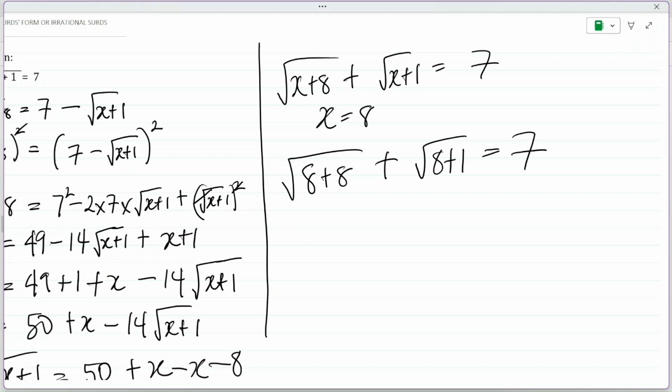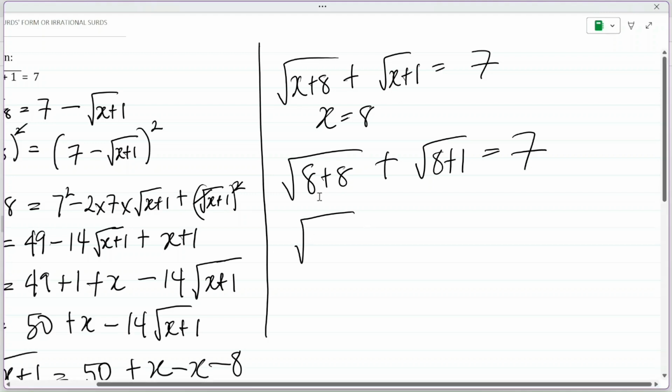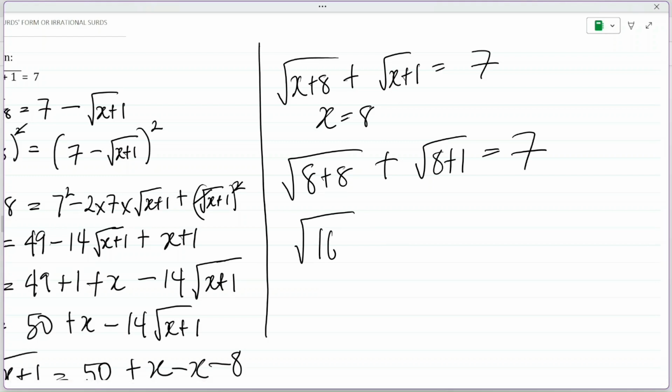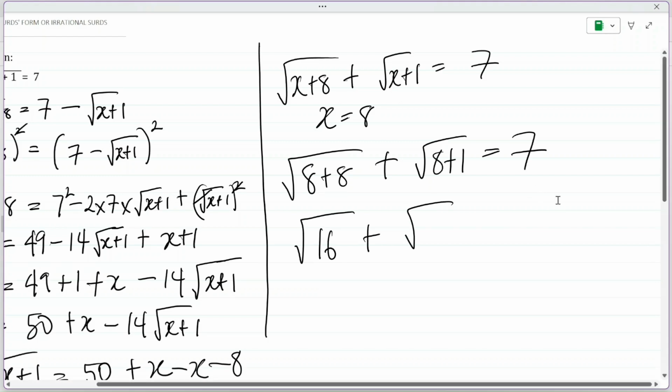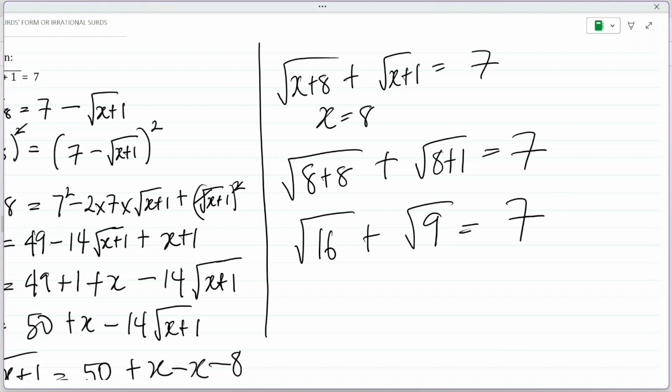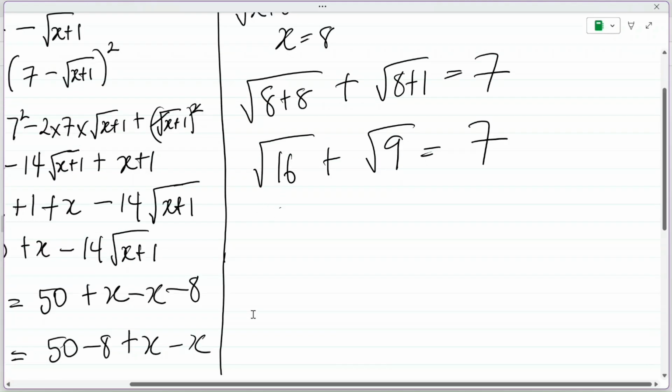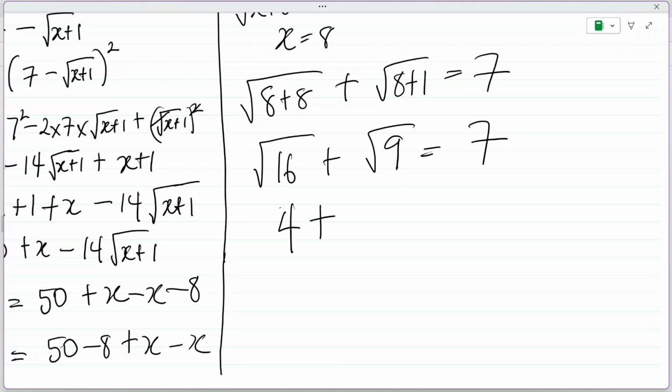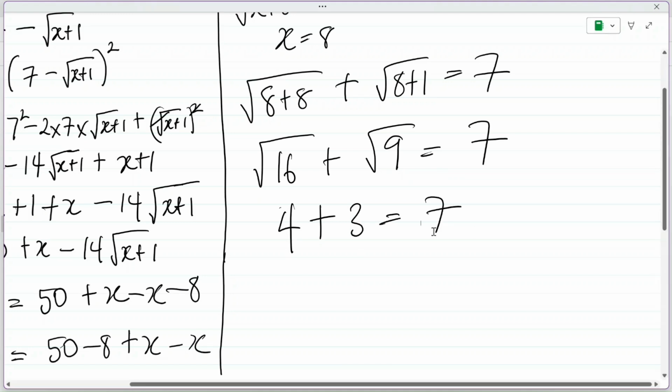On the next line you have square root of 8 plus 8, 8 plus 8 is 16, plus square root of 8 plus 1, 8 plus 1 is 9, equals 7. Square root of 16 is 4 plus square root of 9 is 3 equals 7. Now let's add it. 4 plus 3 is 7. That means the value of x as 8 satisfies the equation. Therefore, x equals 8 is correct.